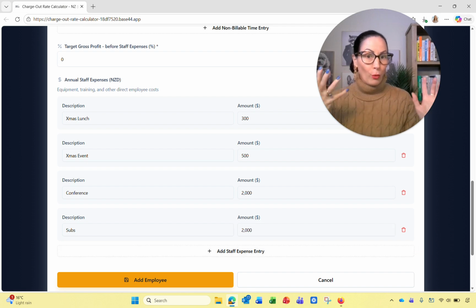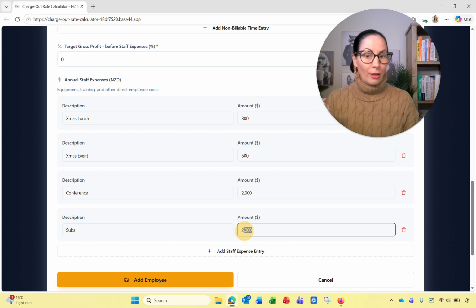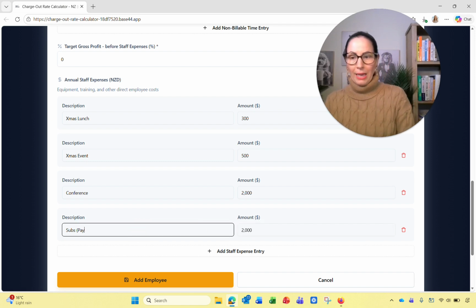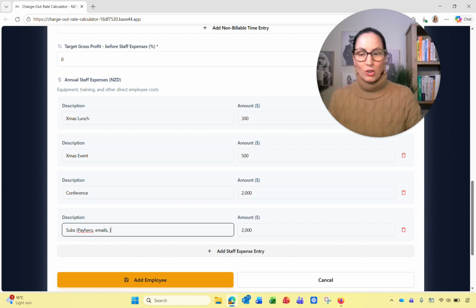So you've got someone working 40 hours a week, you're paying $2,000 a year for them. But if you've got someone working 5 days a week, you're probably still paying $2,000 a year, because it's subscriptions like Pay Hero, your payroll system. It's emails. It's other things that you've got. It can go on and on and on, and that can cost you a lot.